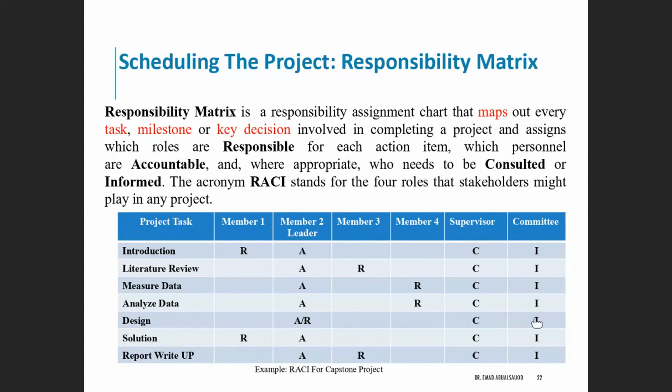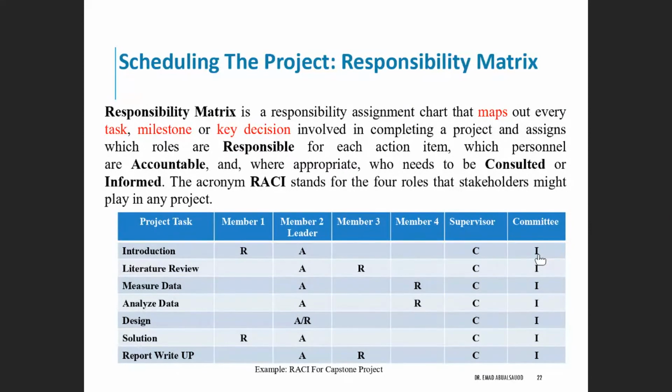So you can sometimes put I and C in the design, or even in any of those, because you can consult them if they are experts, for example, in simulation, and your supervisor asks you to go and ask one of the committee members, since he is the expert in that field. So we can put committee member 1, committee member 2, and for each one of them you assign the role, whether he is informed only for that task or informed and consultant also.